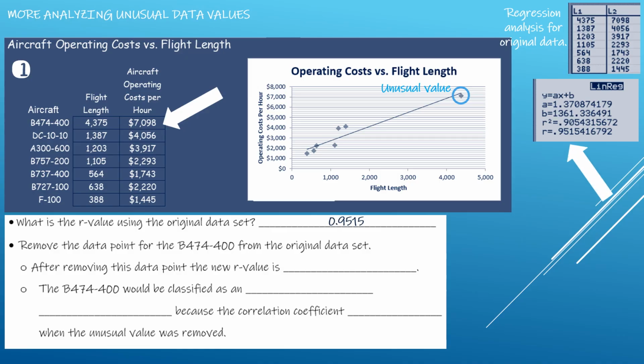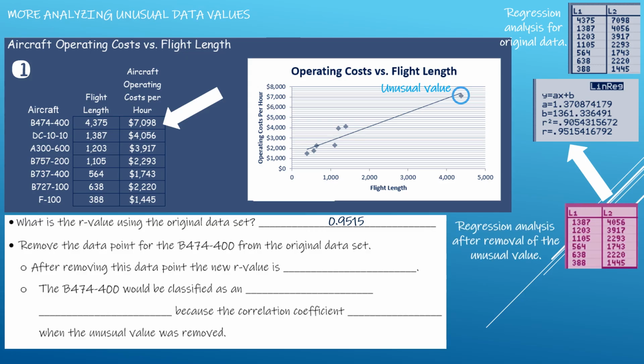That is the strength of the correlation with that unusual value included. But what if we take it out? So we remove it again. So go to your list and take out the 4,375 at the top of list 1 and the 7,098 at the top of list 2. And you should have those values there in the pink.